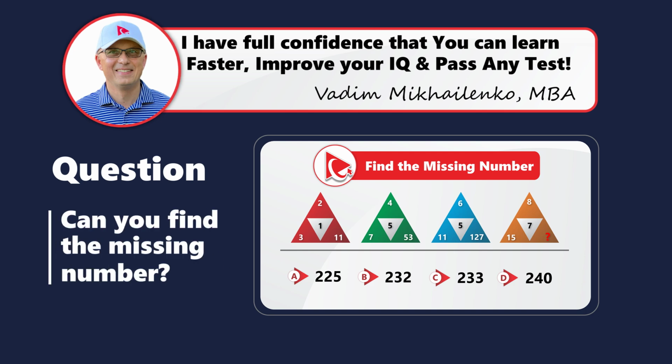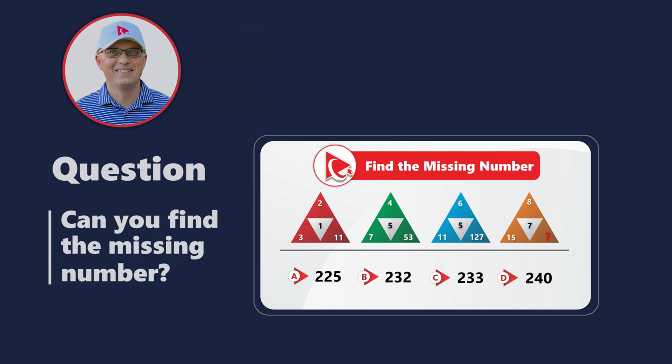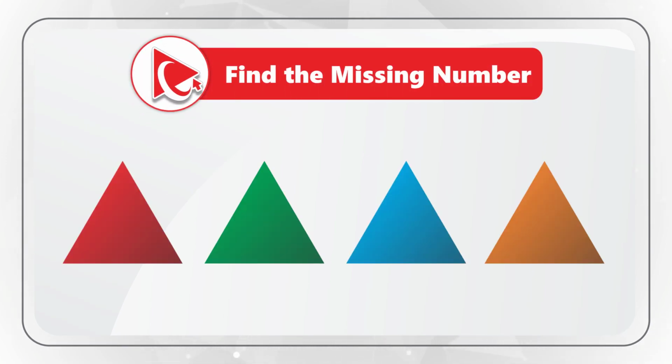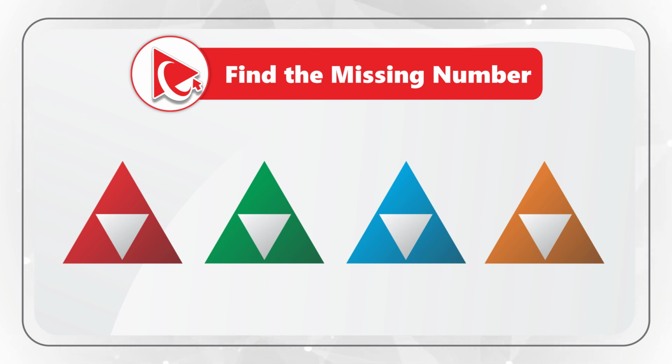Here's the famous four-square triangle question that you frequently see on the test. You're presented with four triangles. In each triangle, there is a smaller triangle which breaks it down into four parts. Each part has a number, and in one small triangle, the number is missing.